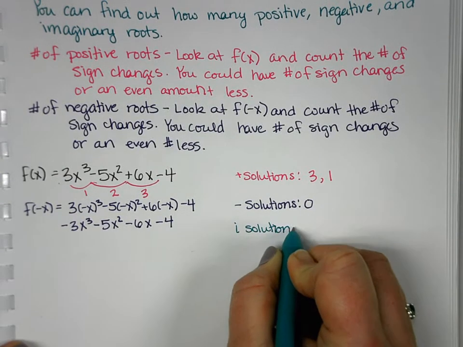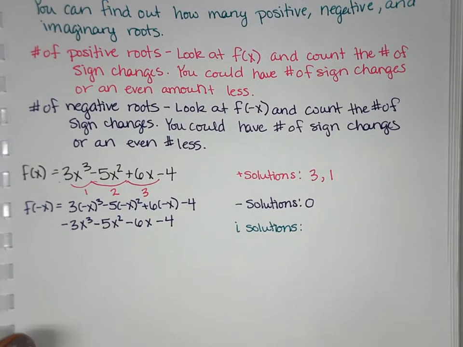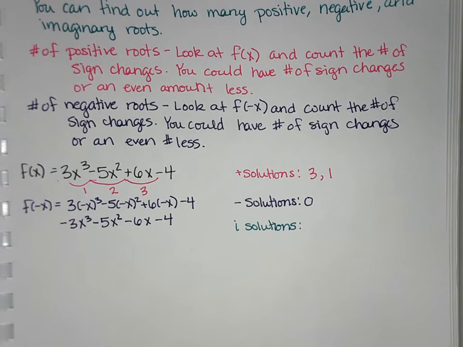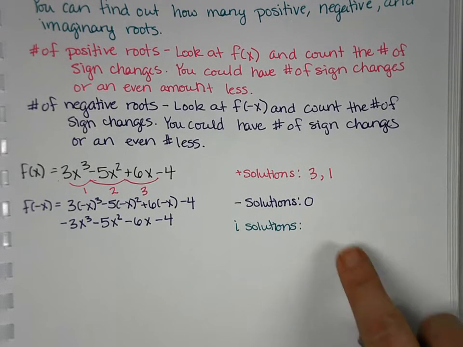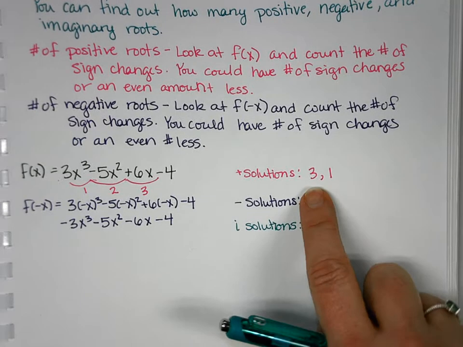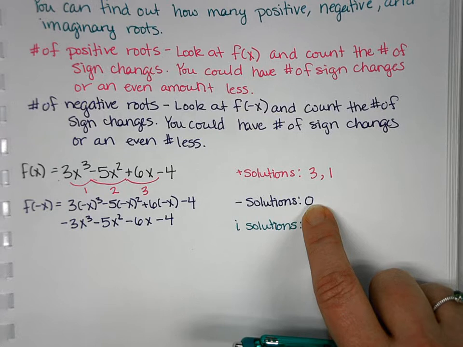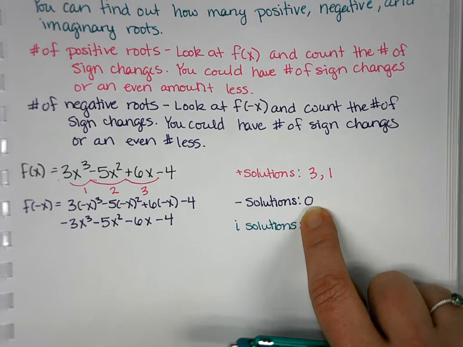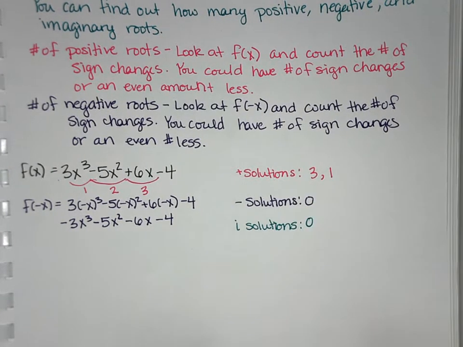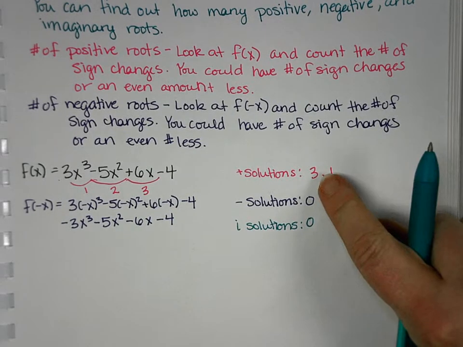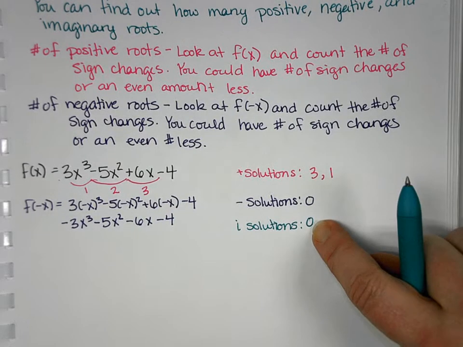So the ones that are not rational numbers. This is where knowing that I have to have a total of 3 answers to solve my quadratic, or to solve my cubic in this case, is going to come into play. So I'm going to look at all my possible options. I can have 3 positive, 0 negative. That means I've hit my 3, so I could have 0 imaginary, because 3 plus 0 gives me 3.